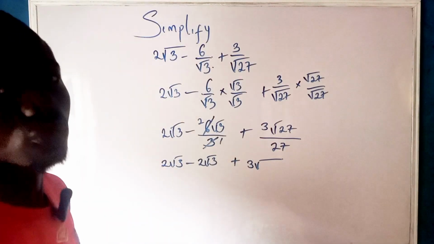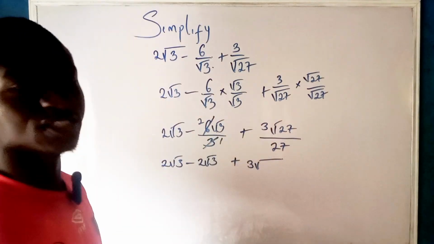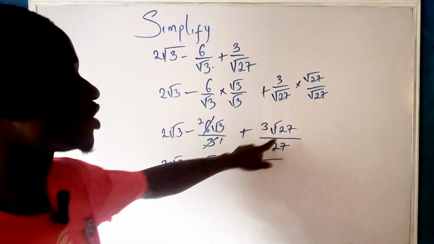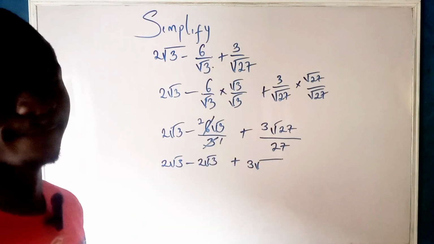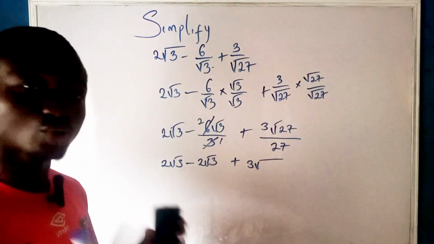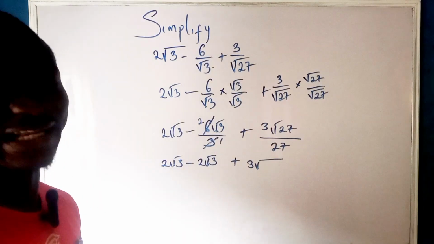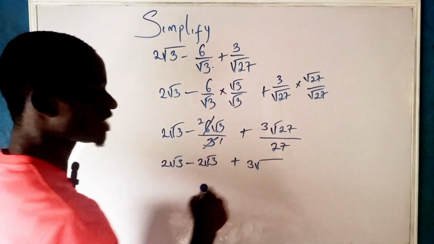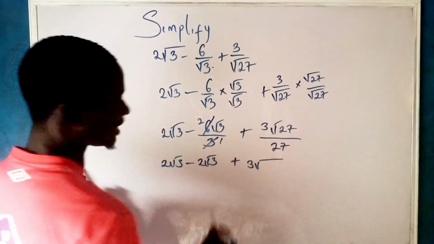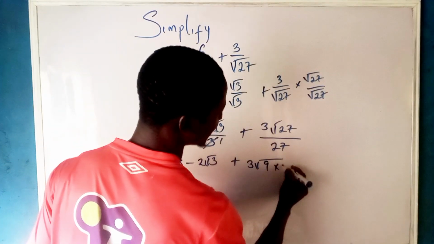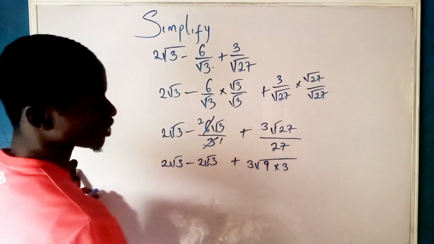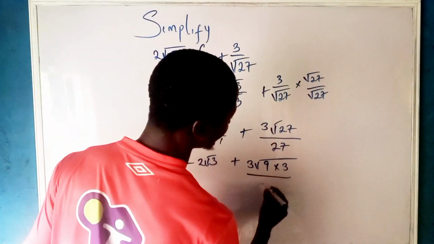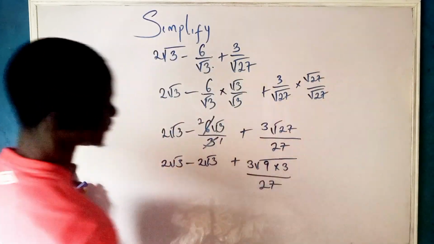Now don't forget, we are asked to simplify. Simplification means to break down, to reduce. And because 27 can be reduced, can be split into two terms, and one of those terms can have a perfect square, we are going to rewrite 27 in those terms. Those terms are 9 multiplied by 3, because 9 is a perfect square. So we have all over 27.